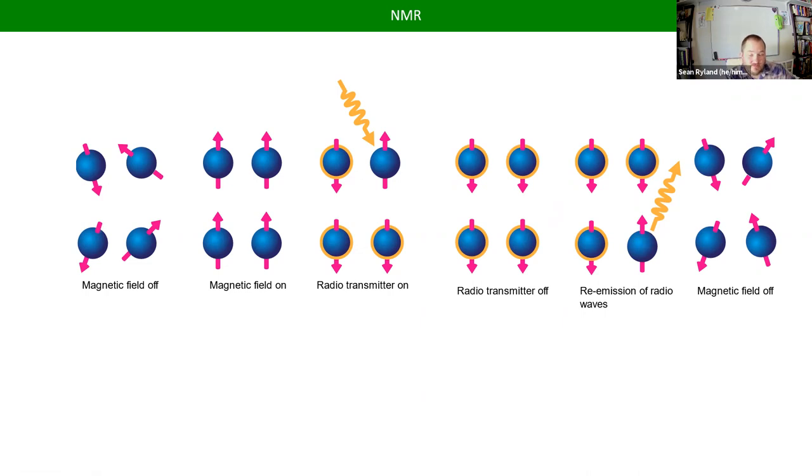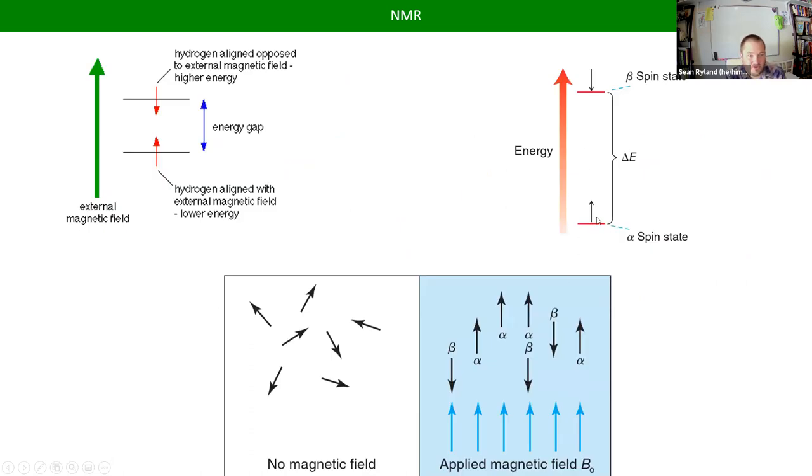The stronger the magnetic field, the bigger the difference in these two energy states. So it's important to get such a large magnetic field, because in a lot of cases we're dealing with really, really small changes in energy, which means in order to make those changes in energy larger, we can apply a larger magnetic field.